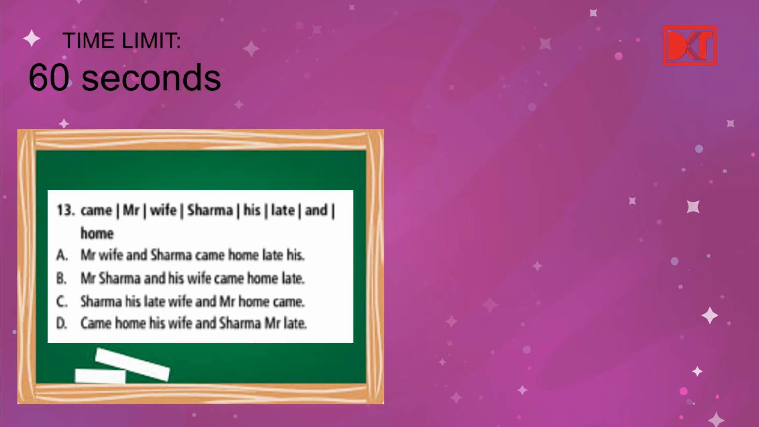Alright, next. Came Mr. wife Sharma, he's late and home. Okay, so here you see the subject seems like Mr. Sharma. So let's read B. Mr. Sharma and his wife came home late. It's easy.